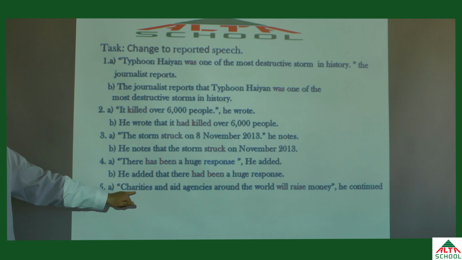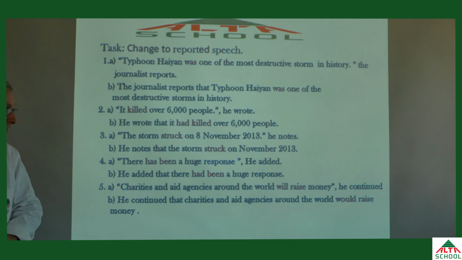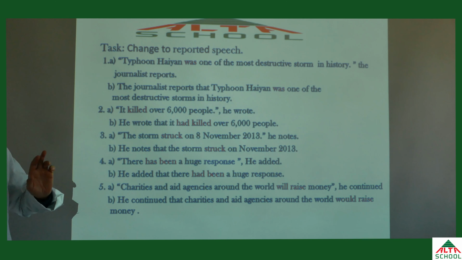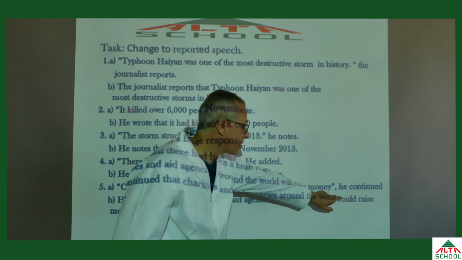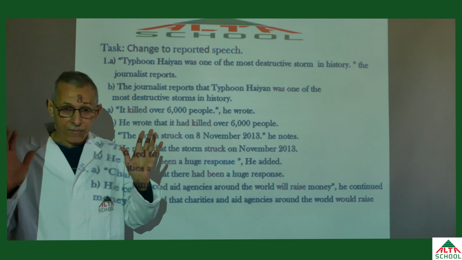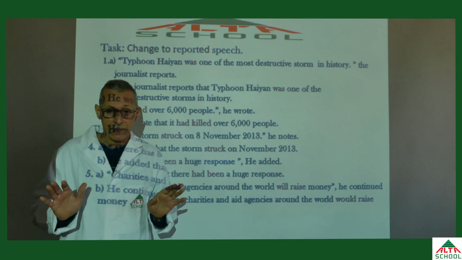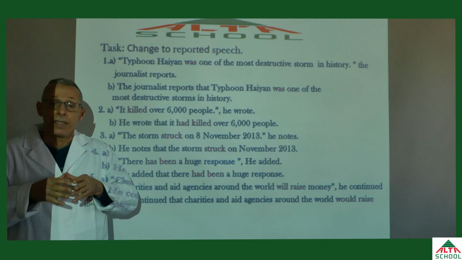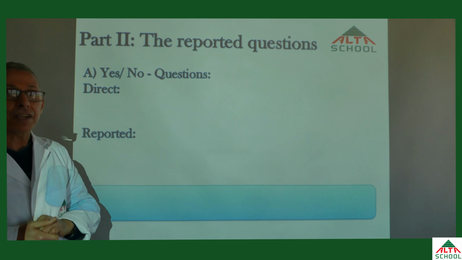And finally, charities and aid agencies around the world will raise money, he continued. So, he continued that charities and aid agencies around the world would raise. Because the reporting verb is in the past, automatically will becomes would. So, will raise, we say would raise. So, all in all, when the reporting verb is in the present, no change or no backshift, but when the reporting verb is in the past, there must be a backshift. Right. Let's go now to part 2.